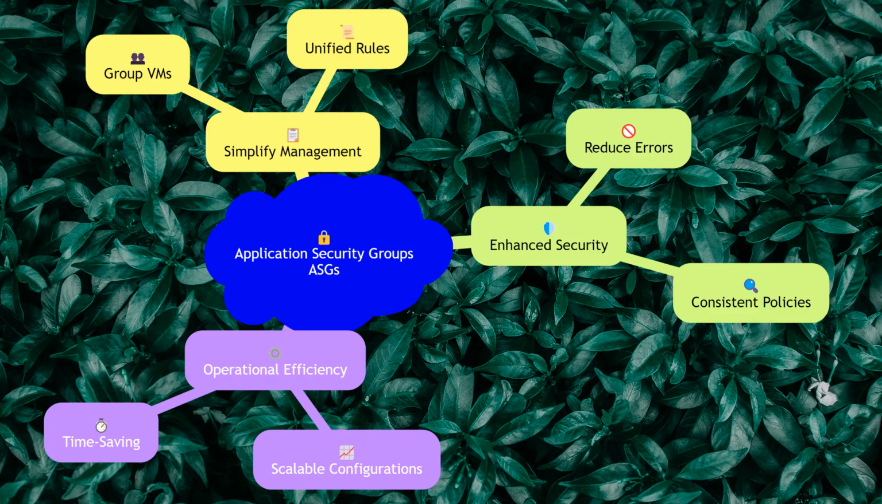Application Security Groups, ASGs, simplify the management of security rules by grouping VMs with similar security requirements. Instead of applying rules to individual IP addresses, you can apply them to ASGs, making it easier to manage and scale your security configurations. This approach enhances both security and operational efficiency.